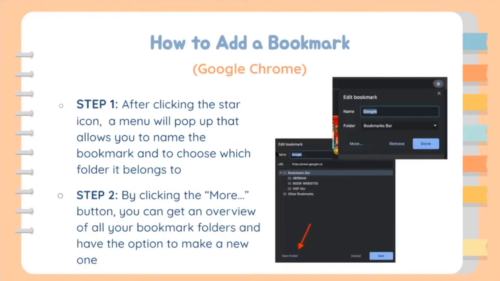So I'm going to go over how to add a bookmark on Google Chrome. The first step is to click the star icon. It should look something like this over here. A menu will pop up that allows you to name the bookmark and to choose which folder it belongs to. By clicking more in the drop-down menu, you can get an overview of all your bookmark folders and have the option to make a new one. As you can see here, I have one for German, I have book websites, and a bunch of other folders that I use.